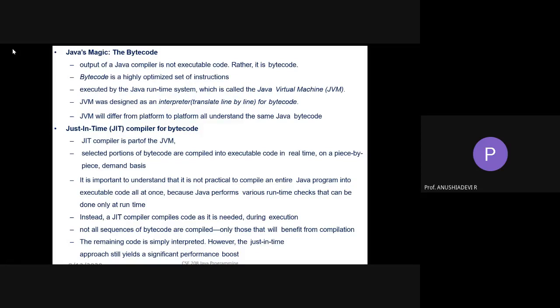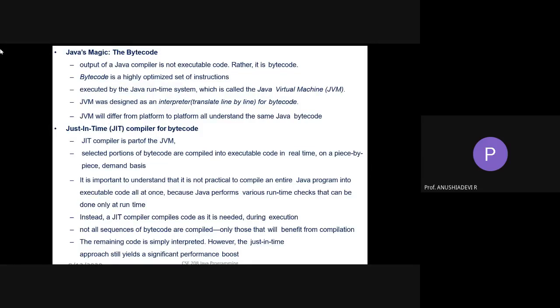So the Java source code and bytecode are platform independent, but the JVM is platform dependent. The JVM will differ from platform to platform, but all of them understand the same Java bytecode.